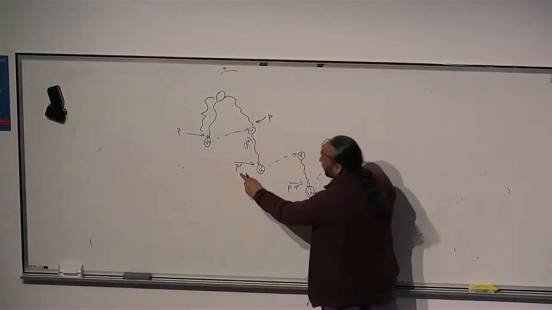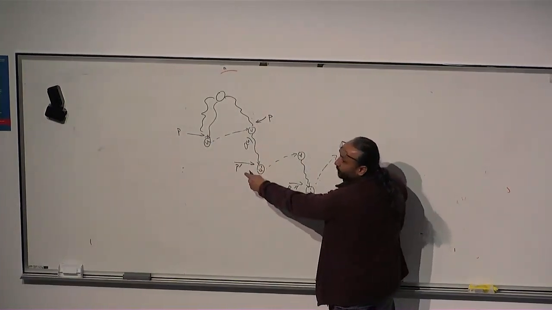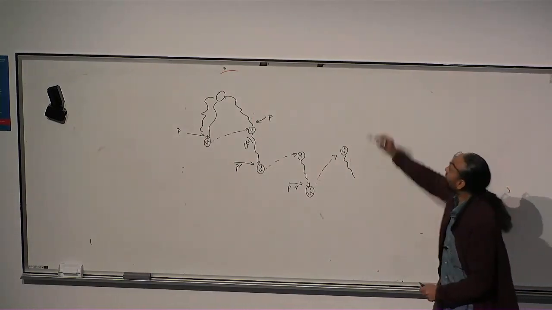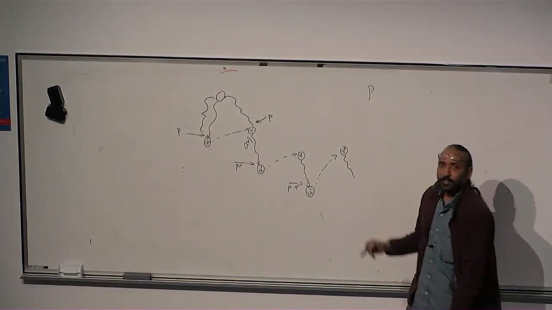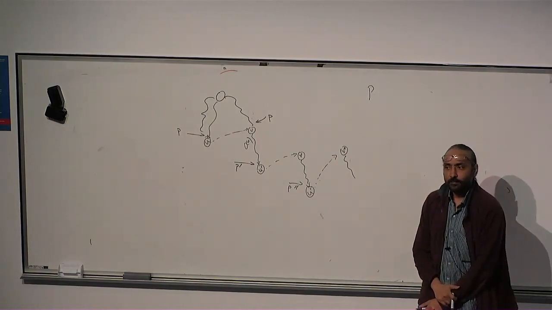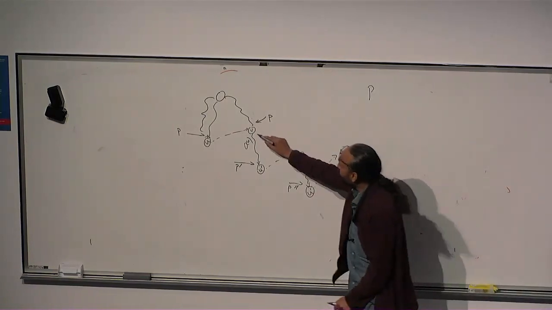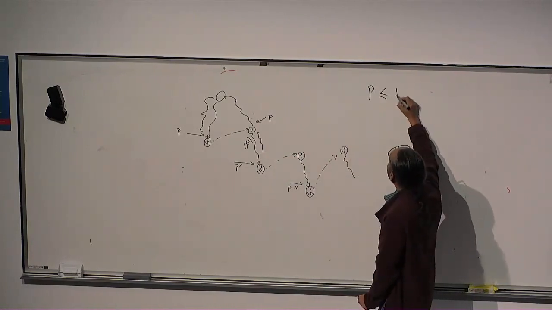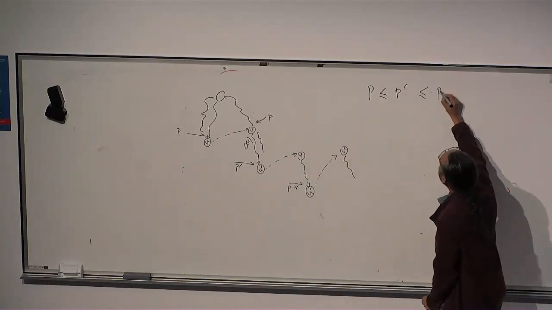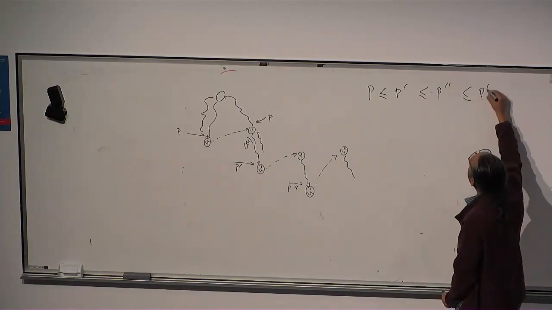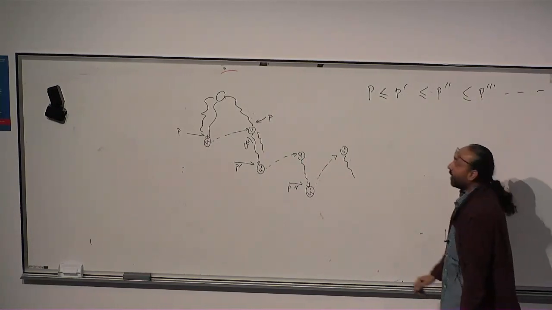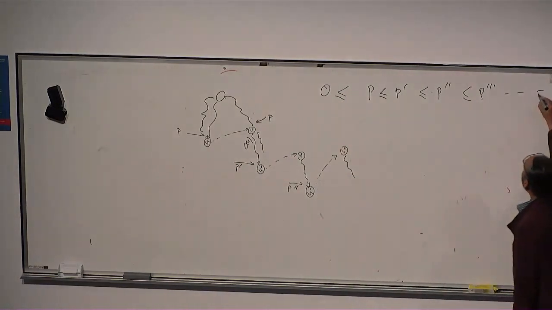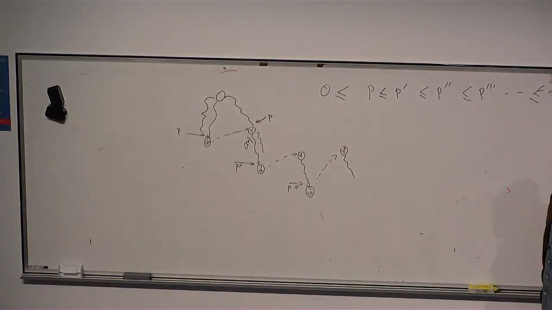That's what we said a suffix link is. So with respect to P, what is P prime? Greater, less, equal to? Can P ever be greater than P prime? Because you have to do the remainder out here, isn't it? So P is less than or equal to P prime, is less than or equal to P double prime, is less than or equal to P triple prime, and so on. And all of them start at nothing and end at n.